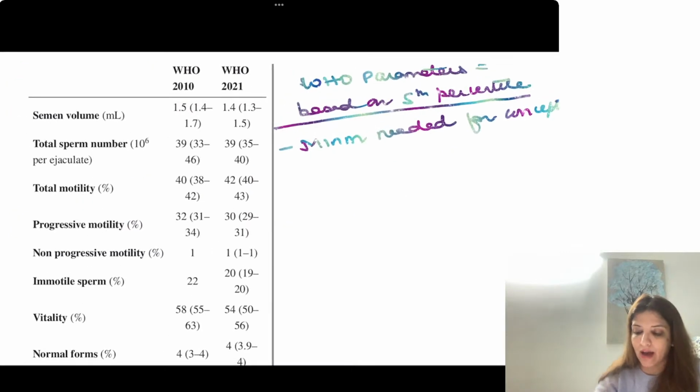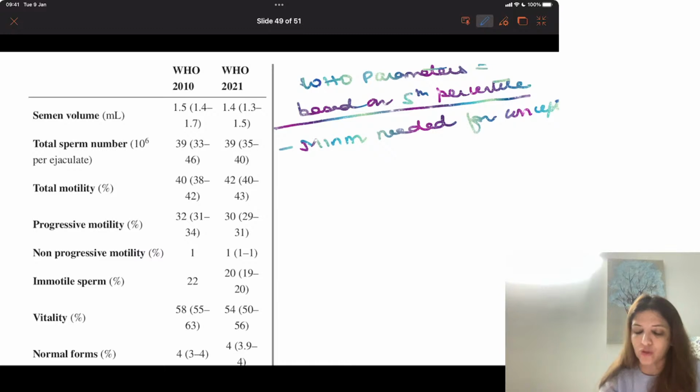Earlier, the minimum semen volume which was told was normal is 1.5 ml. Now it says 1.4 ml. Total sperm count, earlier it was given 39 million per ejaculate. Now also it is 39 million per ejaculate. Right? Total motility, earlier it was 40% should be the total motility. Now it is 42%. Progressive motility 32%. Now progressive motility is reduced to 30%.